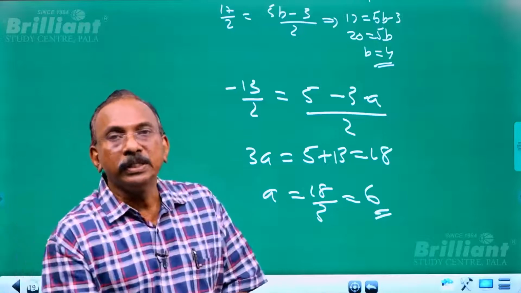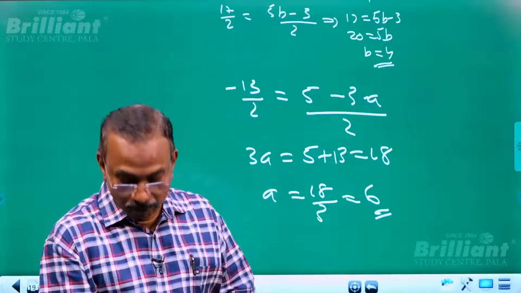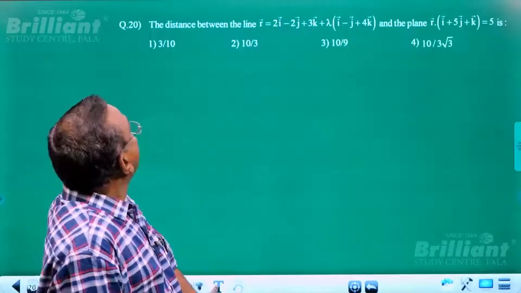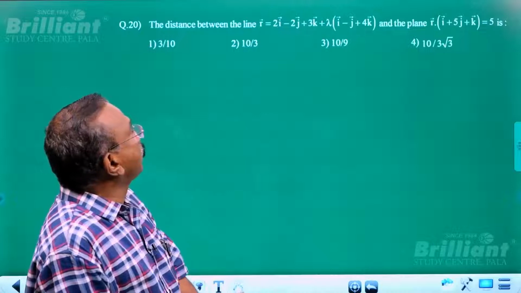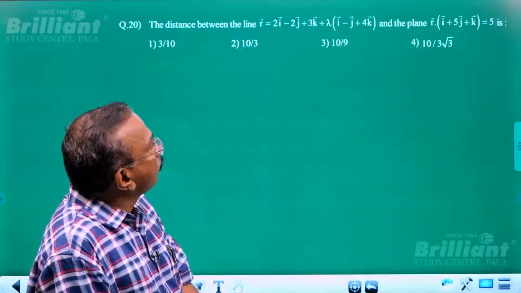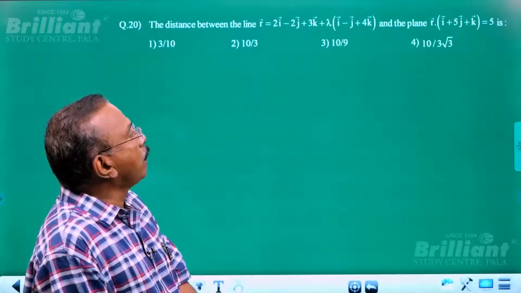So, a equal to 6 and b equal to 4 is the correct answer for this problem, which is given in your option 4. Now, question number 20. The distance between the line r bar = 2i − 3j + 3k + λ(i − j + 4k) and a plane r bar · (i + 5j + k).